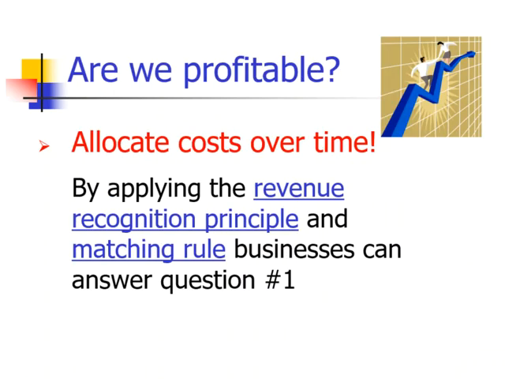But again, to answer that first question, are we profitable? We simply need to allocate costs over time. We apply the revenue recognition principle, which means we record revenues in the period we provide the service or deliver the goods. And then the matching rule, which says we try to take the cost of generating that revenue and record it as an expense in the period in which we record the revenue. We'll focus on that primarily in chapters 3 and 4.